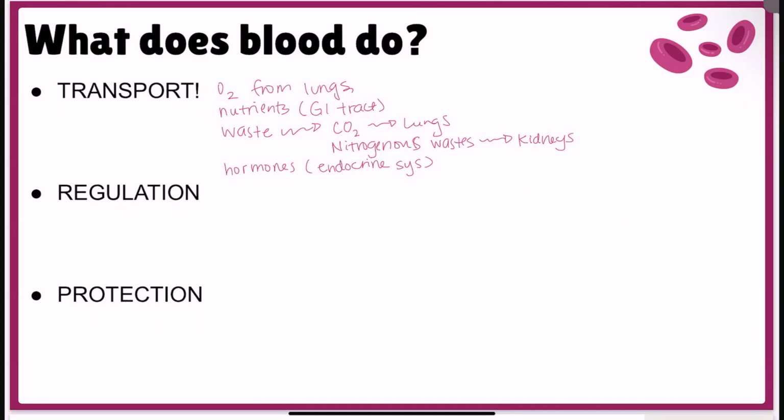So we transport a lot of stuff in the blood, but we also regulate. And there's a couple of things that I want to tell you about as far as regulation in the blood. One of those things is thermoregulation. So regulation of body temperature. We want to make sure that that body temperature is within optimal range. And so one of the things that happens is that when our cells metabolize, we release heat. We make heat by metabolizing. And that heat is distributed by the blood throughout the body. And so that makes sure that our body is heated.